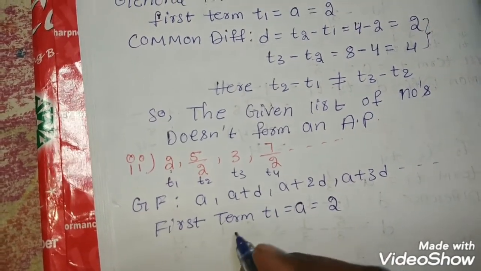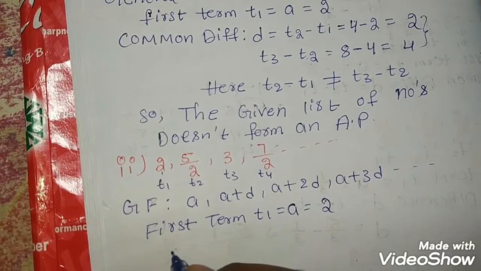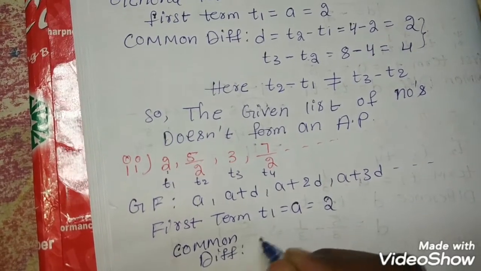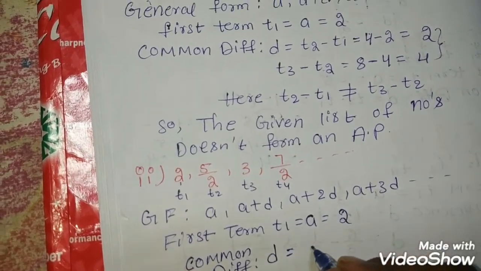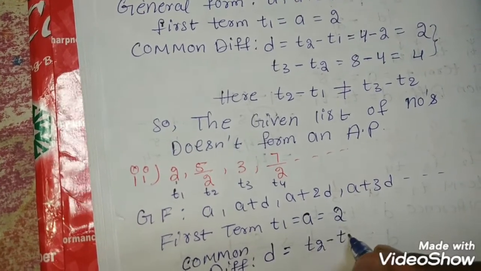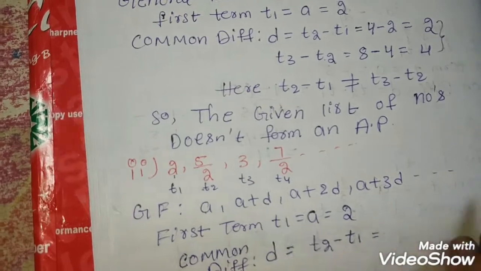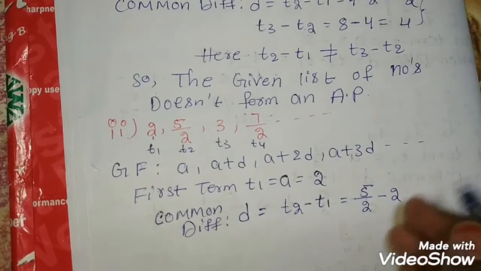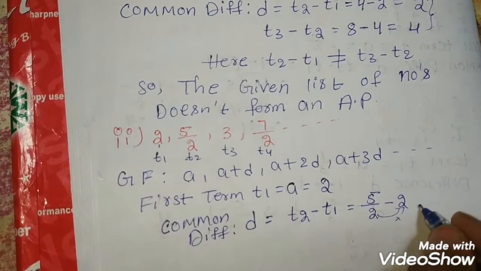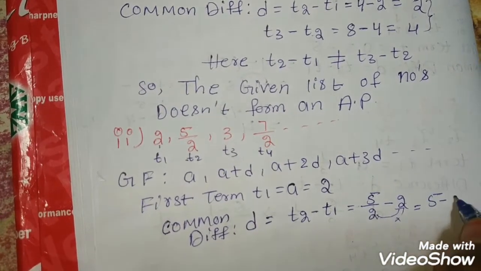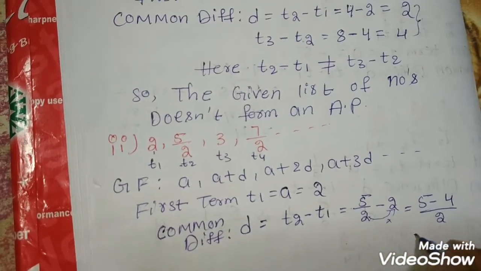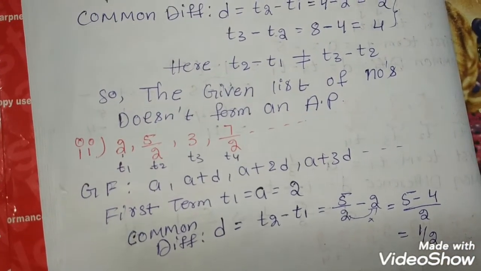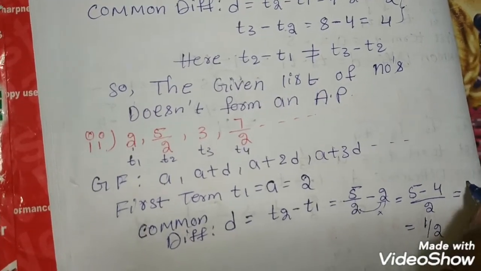So for that what we have to do? We have to find the common difference. D is equal to, what is the formula of common difference? T2 minus T1. So 5 by 2 minus 2. What we have to do? We have to multiply: 5 minus 2 twos are 4, divided by 2. What do we get? 5 minus 4 we get 1 by 2. The common difference is 1 by 2.